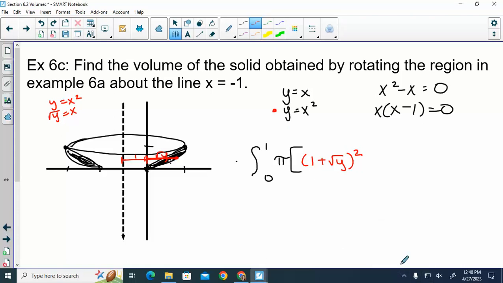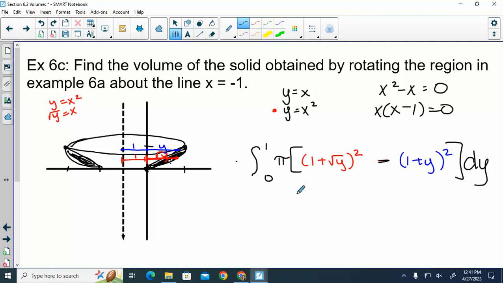We have the outside one, and then we need to subtract the inside one. So let's think about this inside one. From here to here is still 1. Then from here to here, we're going to the line. The line was y equals x, so that part would be y. So the inside radius would be 1 plus y. And then we have to square it. And then what goes at the end? dy. Everything has to be in terms of y.